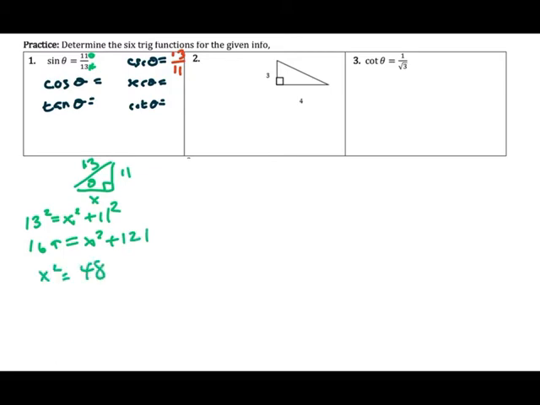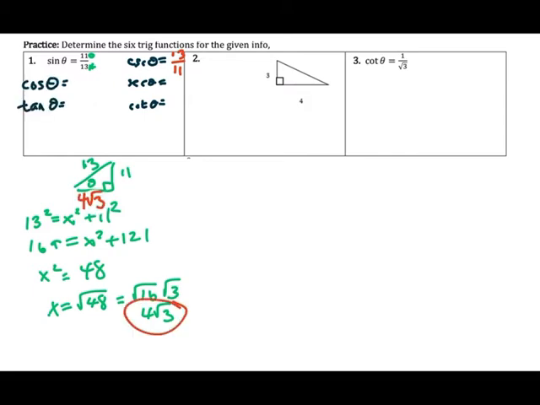X squared is 48. X is going to equal the square root of 48, which could be simplified if you needed to. The square root of 48 is the same thing as the square root of 16 times the square root of 3, or 4 root 3. Now, in higher level math classes like calculus, you really don't have to worry too much about simplifying radicals like this, and you definitely don't need to worry about rationalizing the denominators. But now we know what this last side is, so let's go ahead and clean this up a little.